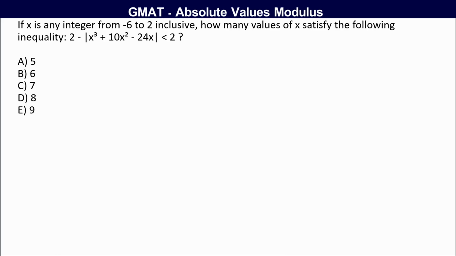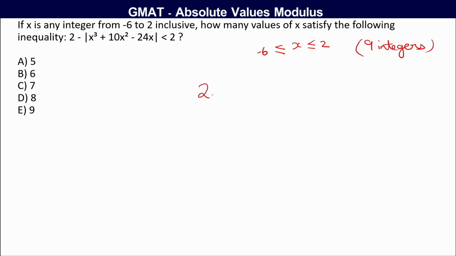Let us look at the next question. If x is any integer from minus 6 to 2 inclusive, how many values of x satisfy the following inequality? So, we have x between minus 6 and 2 inclusive, so it can be equal to minus 6 and equal to 2 as well. How many integers are there between minus 6 and 2? We have minus 6, minus 5, minus 4, minus 3, minus 2, minus 1, 0, 1, 2, that is 9 integers between minus 6 and 2.